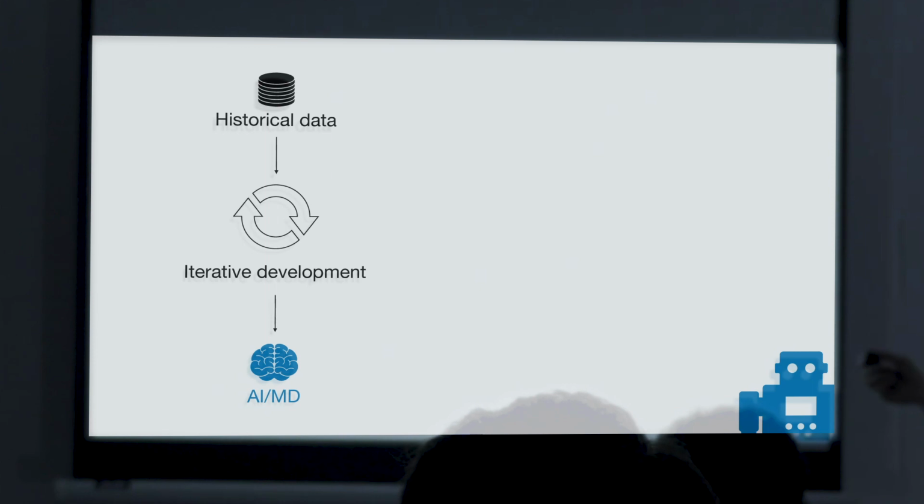So let's start with the developer point of view. This is a classic example, the same picture. We have some historical data set, and we go through iterative development, we try different things, and we arrive at AI, general AI, quote unquote. But there are many steps to this process.